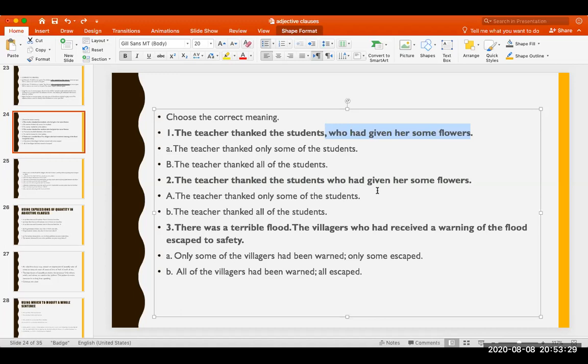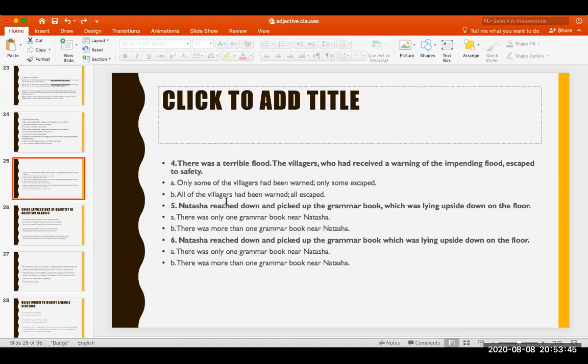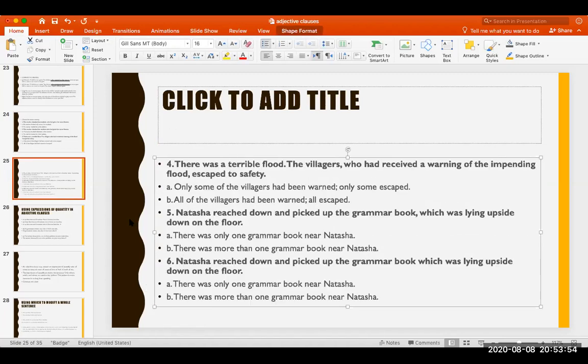So the teacher thanked the students who had given her flowers. What we understand here is that some of the students gave the teacher flowers and she only thanked those some who gave her flowers. Think of number 3 and try to look at the rest of the exercise. Pause the video again and try to do this exercise. If you have any problem, I know this is tricky. If you have any question, please ask.